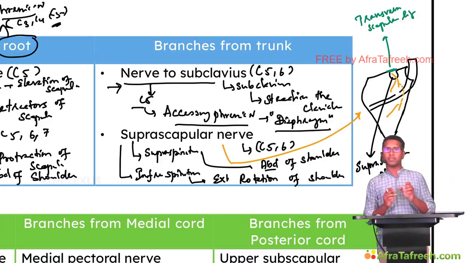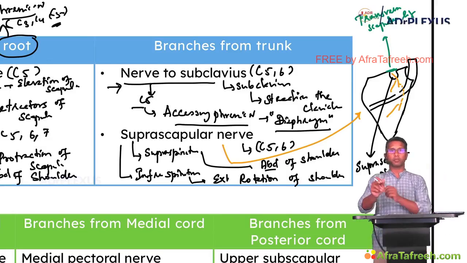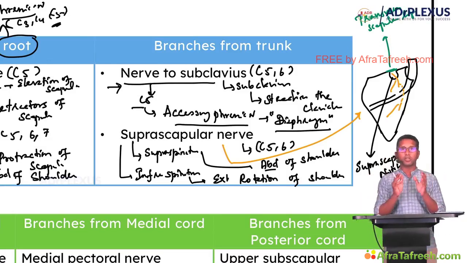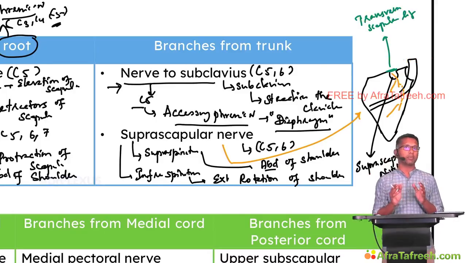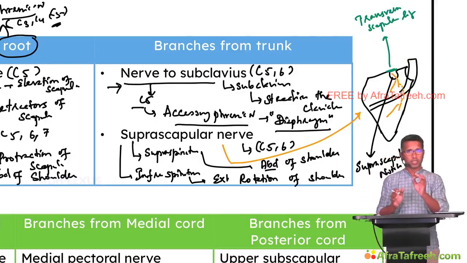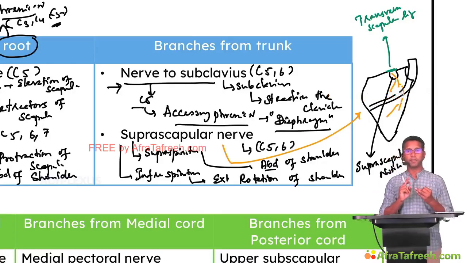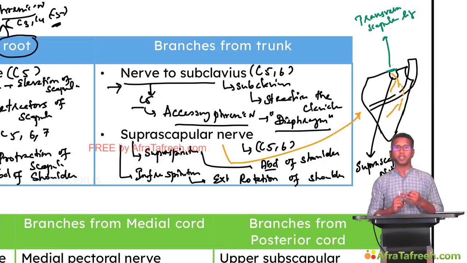Okay, so from the trunk, what trunk? From the upper trunk you have got two branches, guys. One is called the nerve to subclavius, another one is called the suprascapular nerve. Both have the same root value, C5 and C6. Nerve to subclavius supplies the subclavius muscle, suprascapular supplies two muscles. One is the supraspinatus muscle, another one is the infraspinatus muscle.